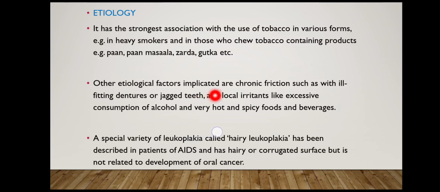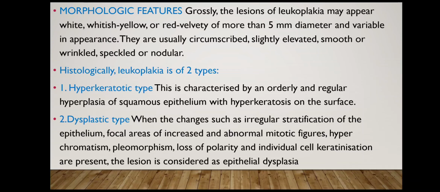Other etiological factors implicated are chronic friction, such as with ill-fitting dentures or jagged teeth, and local irritants like excessive consumption of alcohol and very hot and spicy foods and beverages. A special variety of leukoplakia called hairy leukoplakia has been described in patients with AIDS and has a hairy or corrugated surface, but it is not related to development of oral cancer.